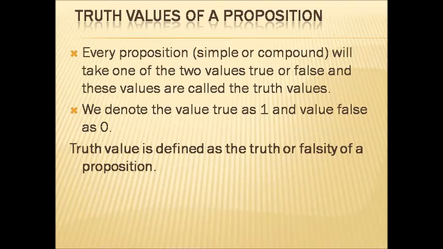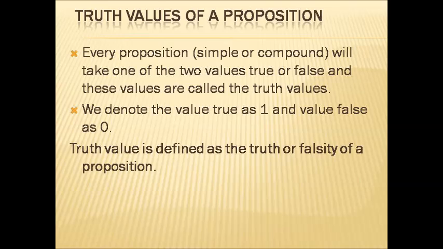So what is a truth value? Every proposition, and we know there are two types of proposition, either simple or compound, can take two values, either true or false. This set of values is called truth values. We denote the value true as 1 and the value false as 0. From here onwards, instead of true we use 1, and instead of false we use 0.